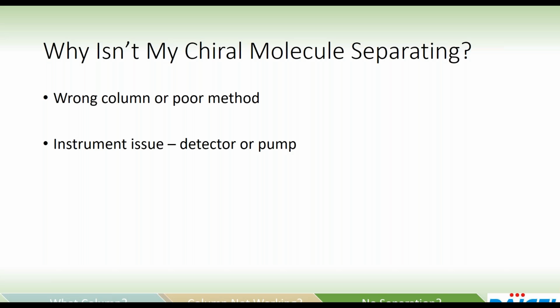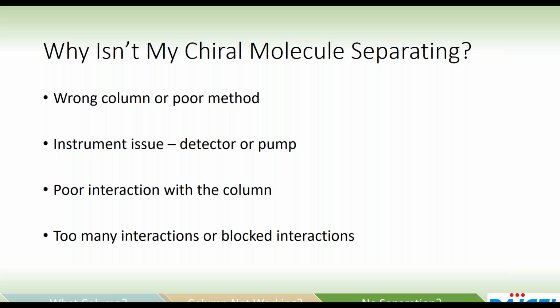It's possible that there could be some instrument issue that's taking place, so it's not actually related to the column itself, either an issue with the detector, say, or an issue with the pump not metering the correct solvent. Poor interaction with the column, or too many interactions with the column, or blocked interactions with the column itself. I have an example of what that will look like, but it just is possible that the analyte that you're using does not interact very well with the column that you're trying to use.